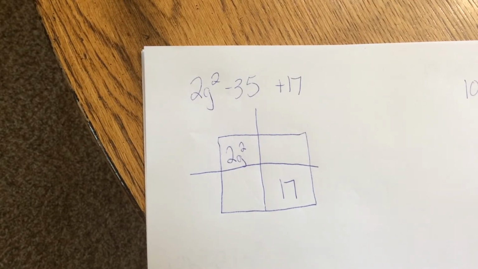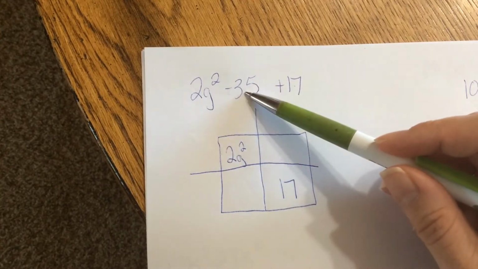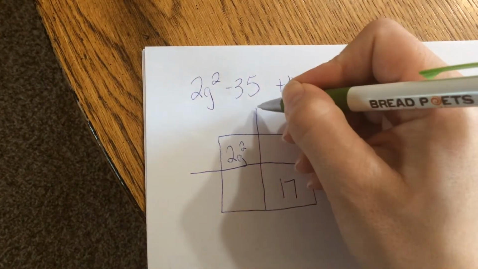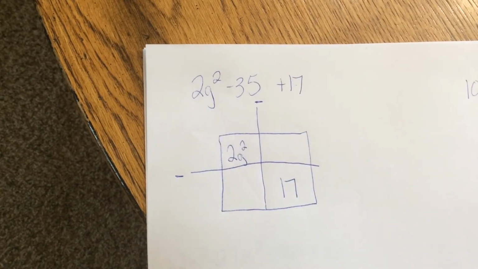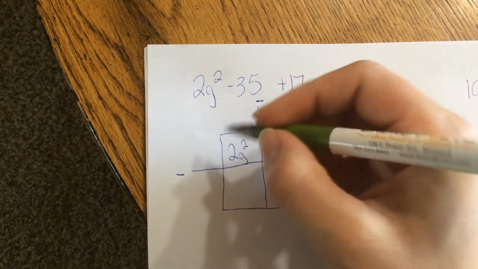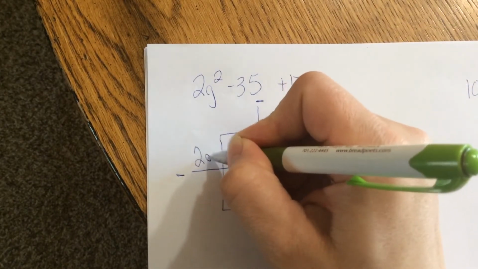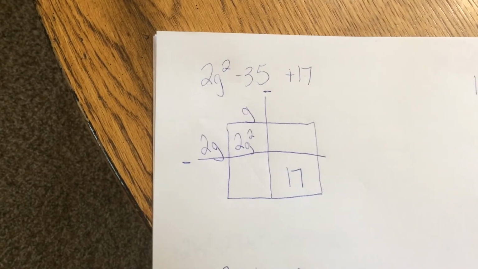When I look at this one, I have that third term that's positive again, but that middle term that's negative again, which tells me both of my signs are again going to be subtraction, because a negative times a negative gives me a positive, and adding those two negatives still gives me a negative. So the first thing I look at is my first term. And I know the only factors of 2, so this one's pretty nice, are 2g and g.